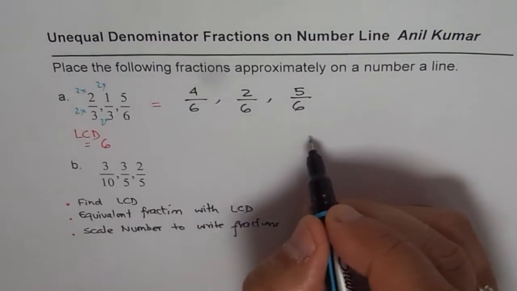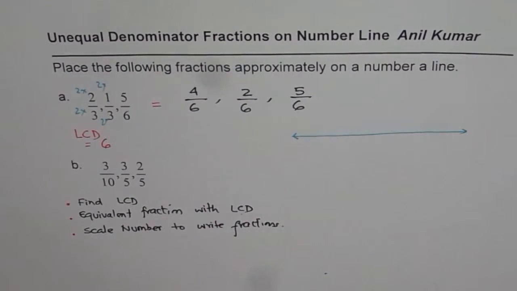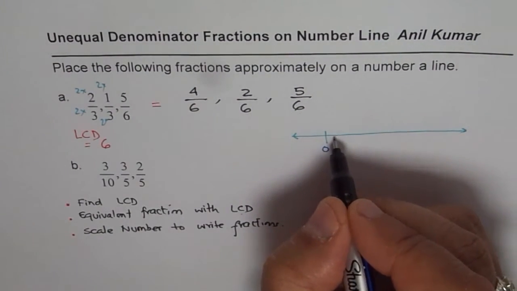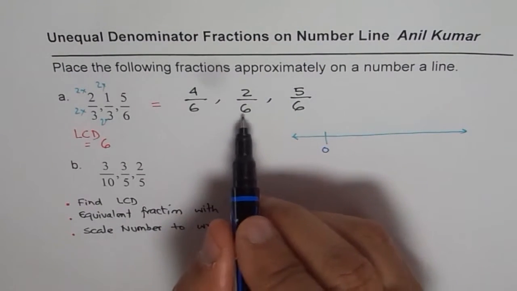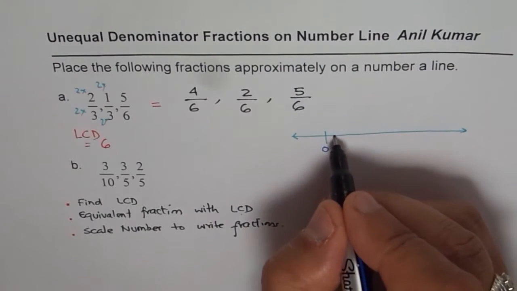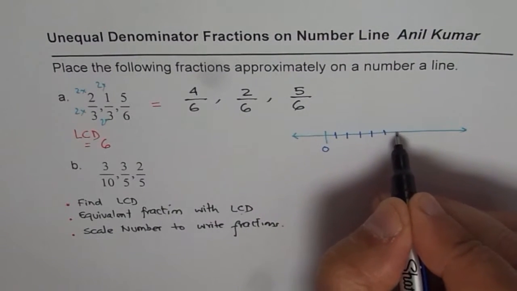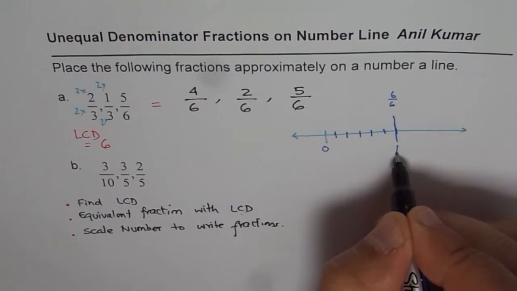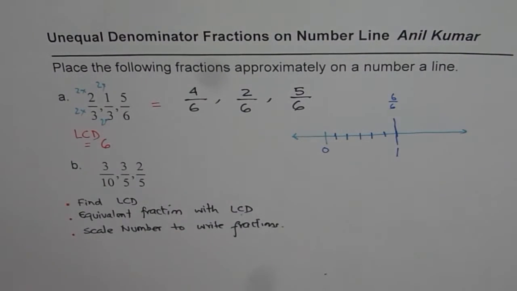What we need is to place them on a number line. So let me draw a number line here. We'll begin with 0, and we'll make each small division 1/6, since we have to place sixths. So it is 1/6, 2/6, 3/6, 4/6, 5/6, 6/6. That means 6 over 6 means 1 for us, right? So let's place them now one by one.